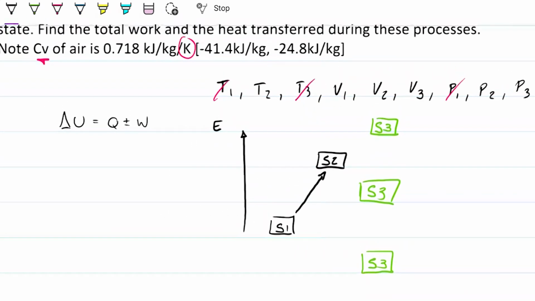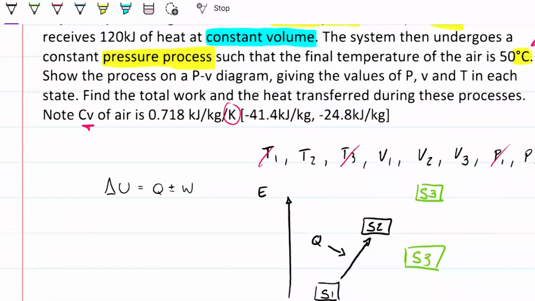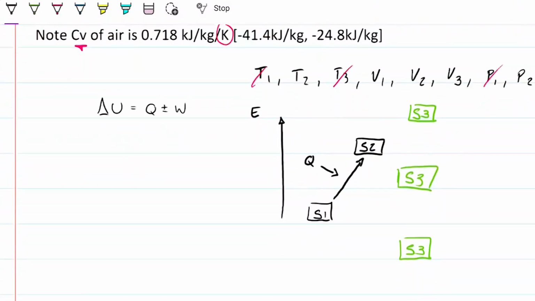So the other thing we know is that there's no work as we go from 1 to 2, right? So this has to be heat being given, right? So the 120 kilojoules is heat. That is therefore increasing my internal energy. Okay, what else do we know?